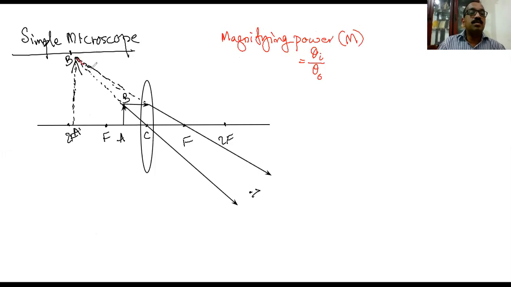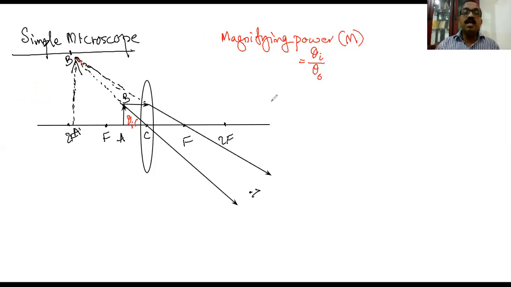Theta I is, which is the image here, A dash, B dash is the image. Okay, A dash, B dash, this is the image. So that image is making an angle with the eye or with the lens. Okay, that angle, that is, A dash, B dash makes an angle with the lens. This is theta I. What about theta O? You may think that theta O is that angle itself.